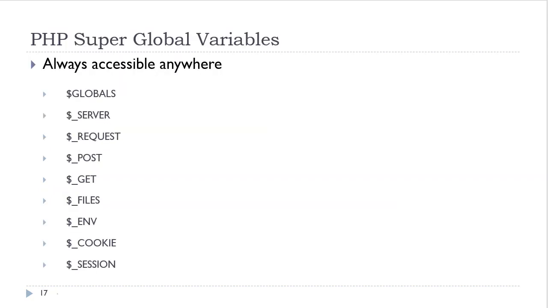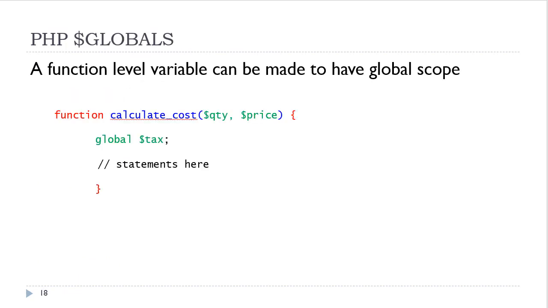We have already worked with some PHP superglobal variables, meaning they can be accessed anywhere, outside of a function or inside of a function. We haven't looked at the $GLOBALS array. The $GLOBALS superglobal variable allows us to enable a function level variable to have global scope. All we need to do is to use the word global in front of that variable, and that variable can now be accessed not only inside but outside that function.